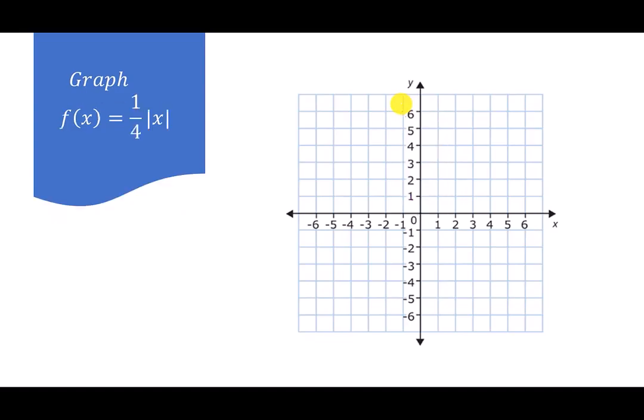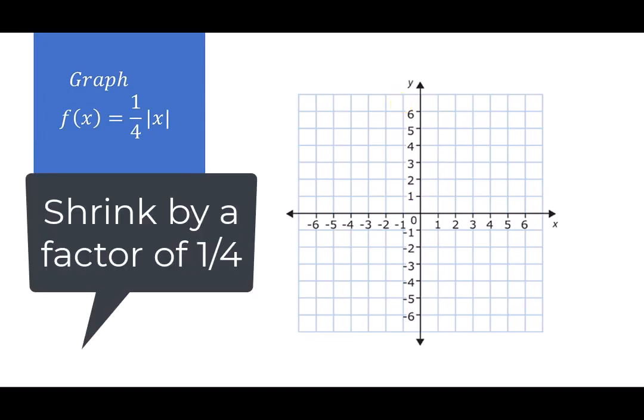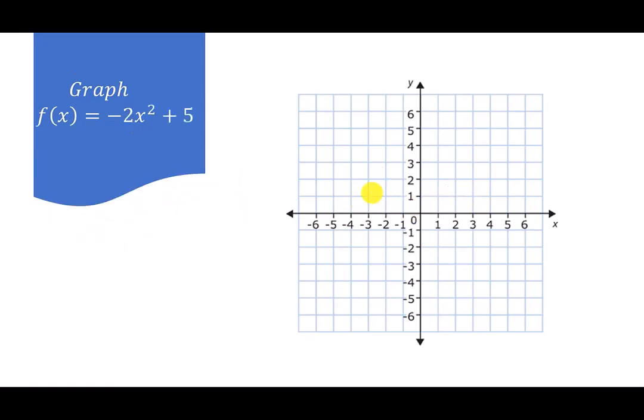Here's one that's a shrink. I have 1/4 of the absolute value of x, so this is shrink or condense by 1/4. So absolute value, usually 0, 0, 1, 1, negative 1, 1, and you connect the dots. Now I'm changing it to a fourth. So instead of 1, it's only a fourth. And instead of 1, it's only a fourth. So here, I can see it's shrunk. It's lower.